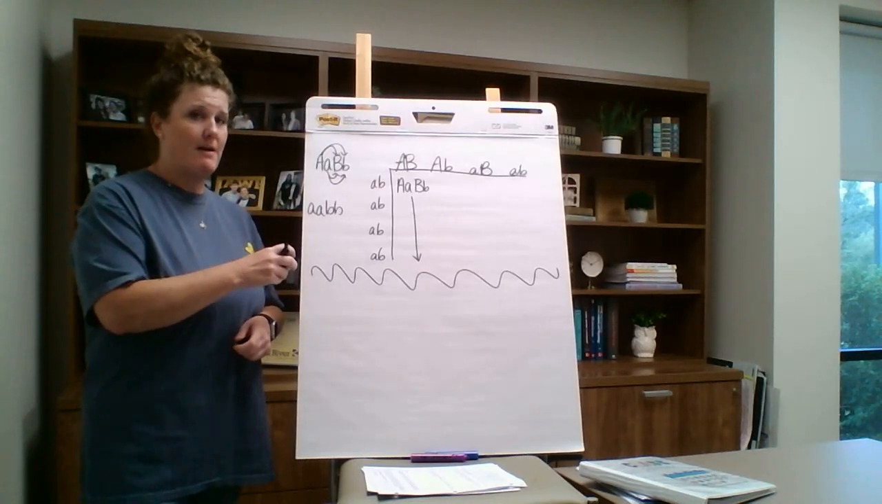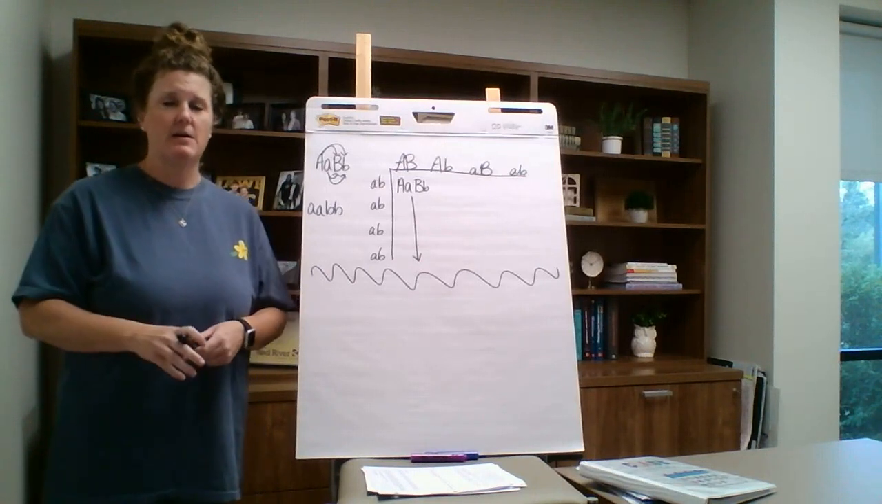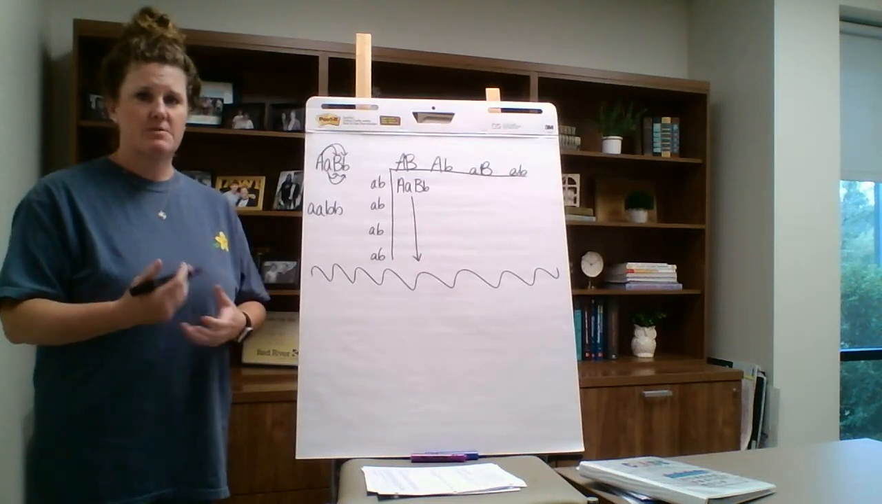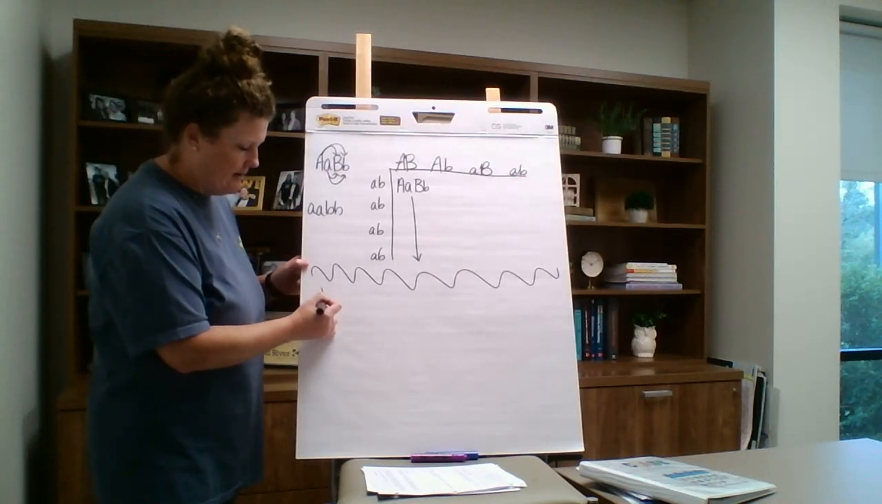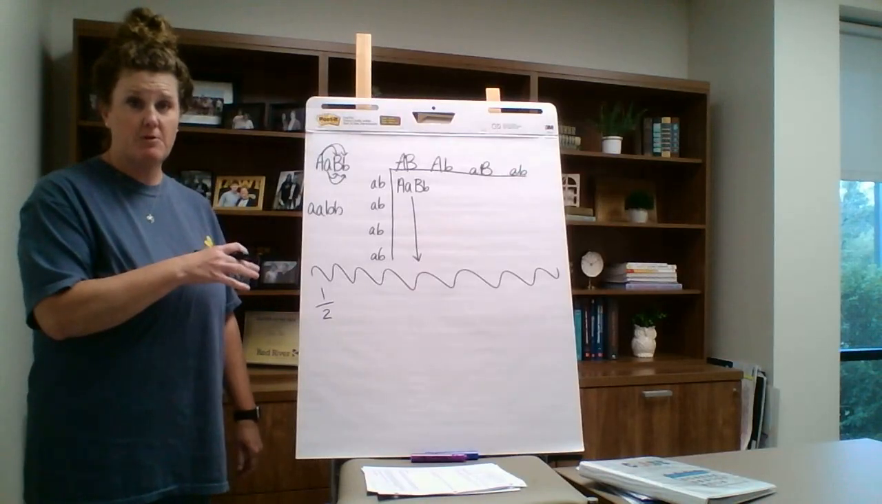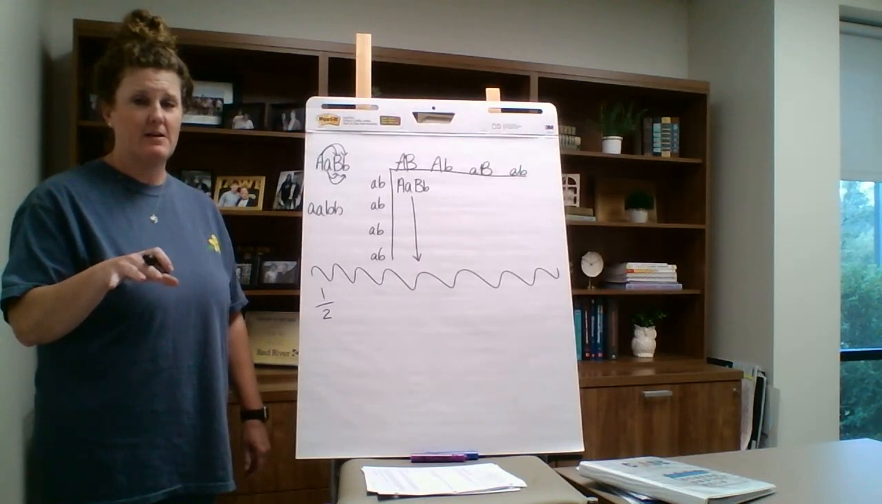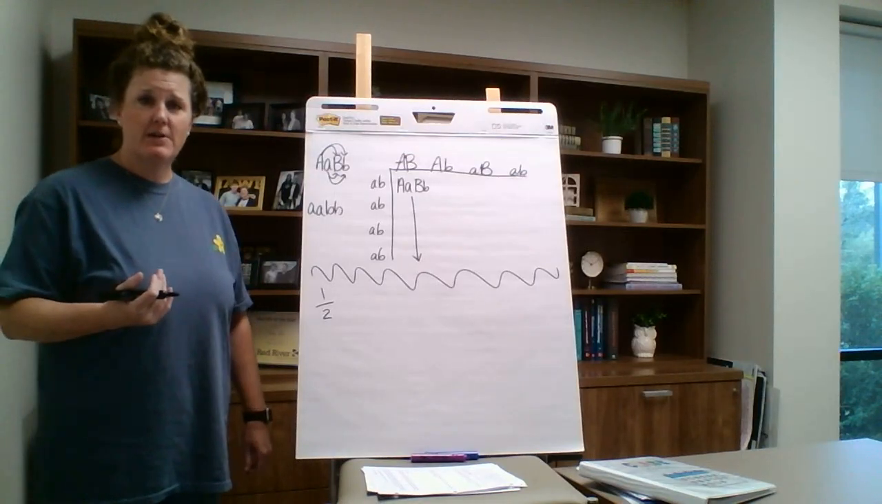So if you have independent inheritance, if each trait is inherited independently, then we can use this same statistical method, okay? So I have a 50-50 chance of getting heads, which for this particular method, always use fractions, okay? It's going to make your life much easier. So what are my chances of getting 3 heads in a row?